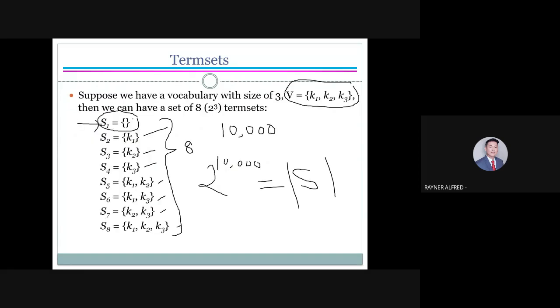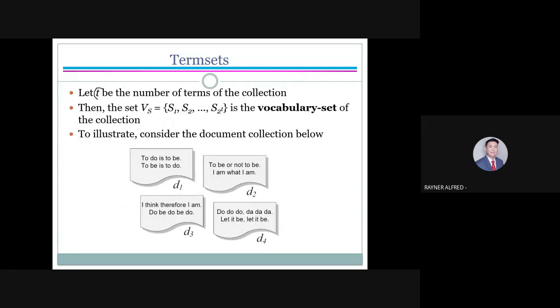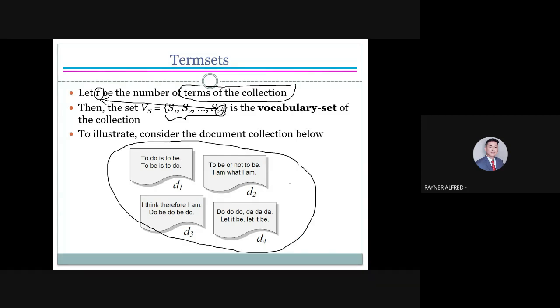So again, if we have T number of unique terms that we have in a collection, that means we have this number of term sets. Okay. So this one is referring to T here. Okay, let's use the sample that we have before.